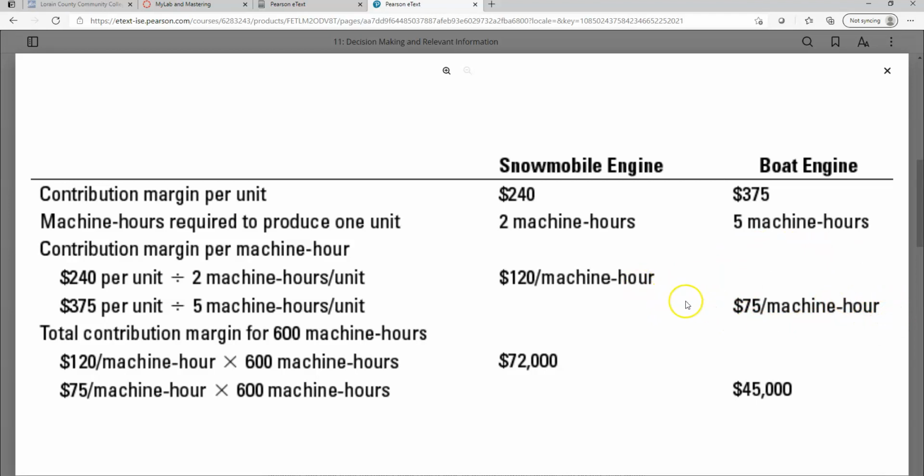So for every snowmobile engine I'm making, I'm contributing $120 per machine hour. My total contribution margin, if we're limited to 600 machine hours, is $72,000 if I make nothing but snowmobile engines. My total contribution margin for making boat engines is $45,000 if I only make boat engines. So if I have a choice to either make snowmobile engines or make boat engines, I'm going to favor the snowmobile engines. Why? Because my total contribution margin for those 600 hours is going to be higher for making snowmobile engines than it will be for making boat engines.